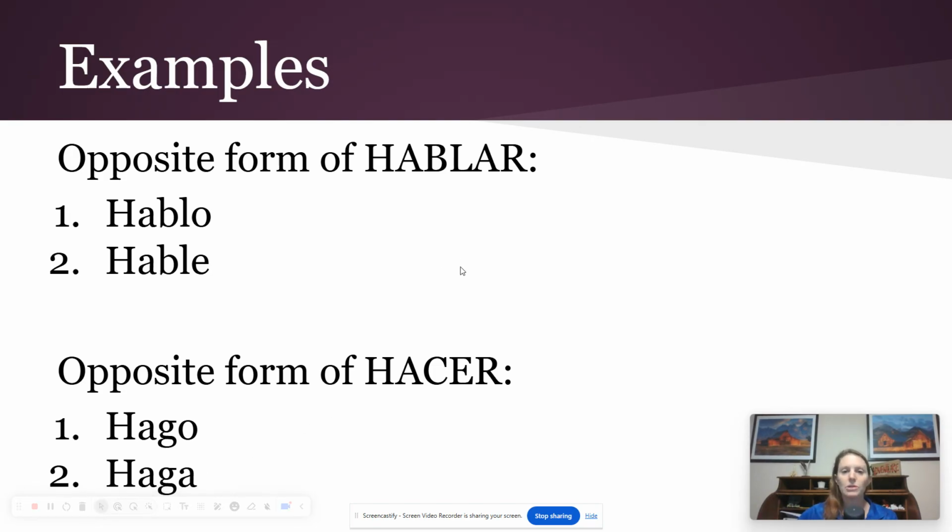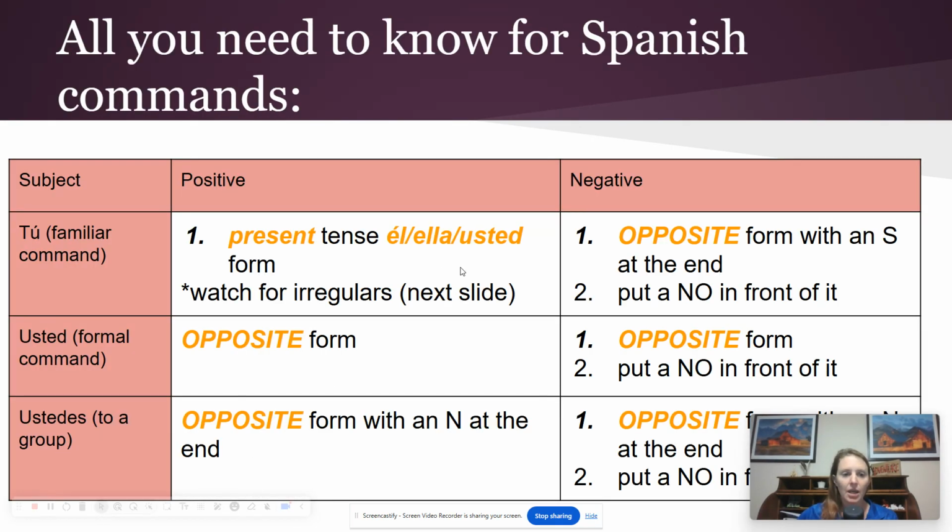Okay, so let's look at a chart and ignore this first step right here, this familiar command. We'll talk about that in just a second. To do the polite commands, someone that you're asking something that you may not know, you're going to use the opposite form. So tour guide, restaurant, shopkeeper, anything like that, you're going to use the opposite form of the word you're asking them to do. For a negative command, you're going to put a no in front of it. So no haga. And that tour guide is driving too fast in those mountains and you don't want to throw up, you can say, no haga esto, don't do that.